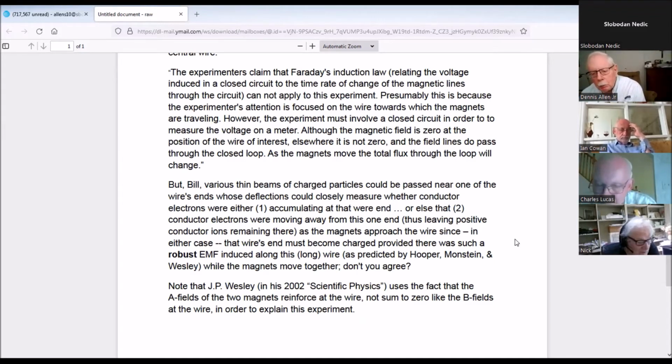then wouldn't it be true that you'd have to accept the fact that Faraday's law only holds for closed circuits, and Wesley may be right in his 2002 Scientific Physics, where he uses the fact that the A fields of the two magnets reinforce at the wire, but not sum to zero like the B fields at the wire, in order to explain this experiment.